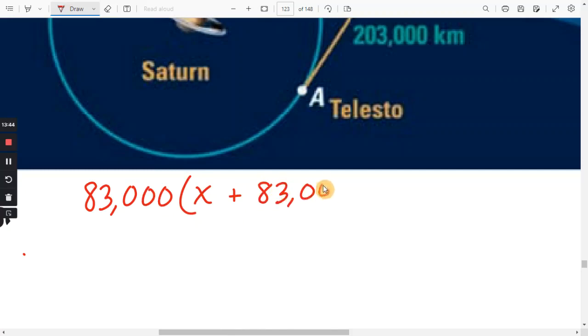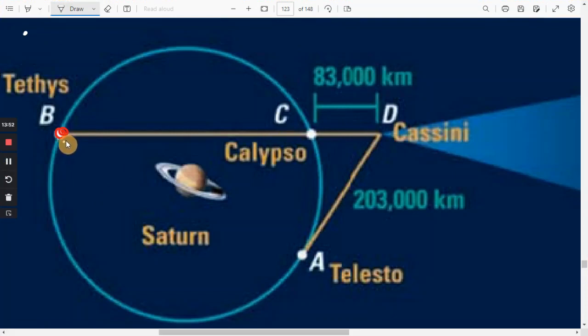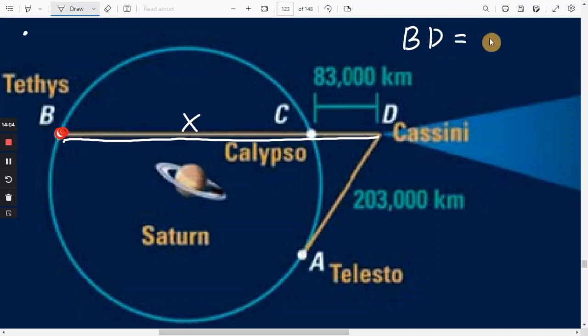And you know what? I think I'm doing this the hard way. Wait a minute. Okay, I have a better idea. Since they gave us this portion, we'll just call the whole thing from B to D, we'll just call that x. This way we won't have to add. So the distance from B to D, which is what we're looking for, is going to be x. This way we don't have to add x plus this. That makes it a lot easier.